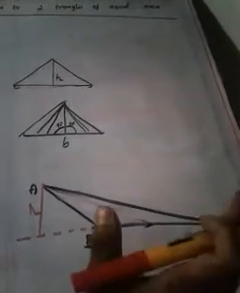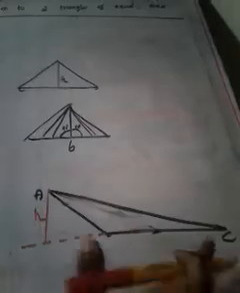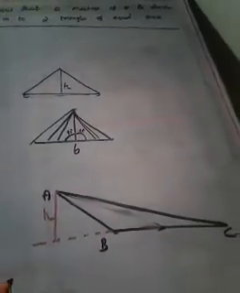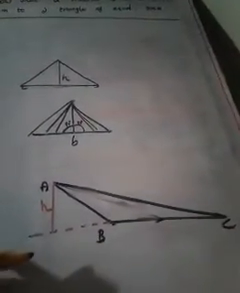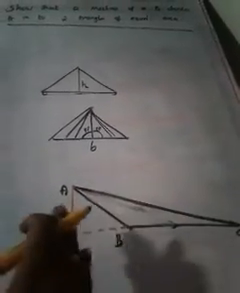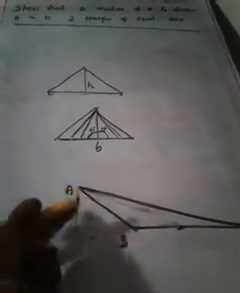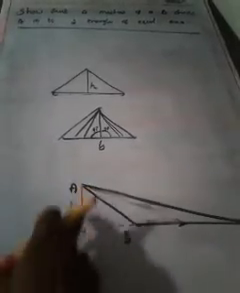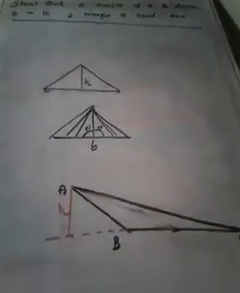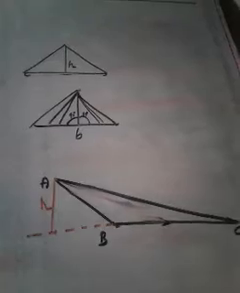So if a height we cannot draw inside the triangle, this is the rule to mention a height. Just produce the base towards the left side or right side, whatever side you need. Then from the vertex you can draw a height. Now this is perpendicular. This is the height of this triangle. You may have understood.